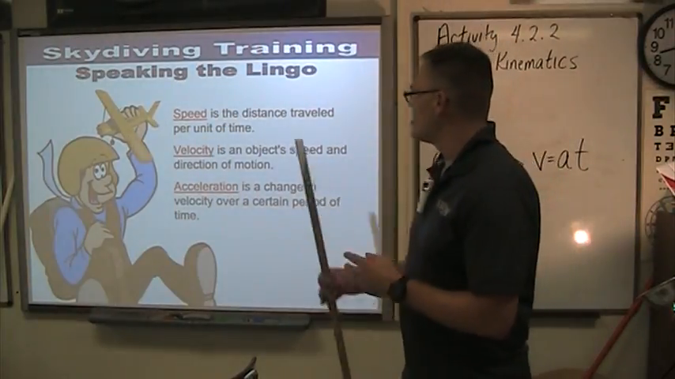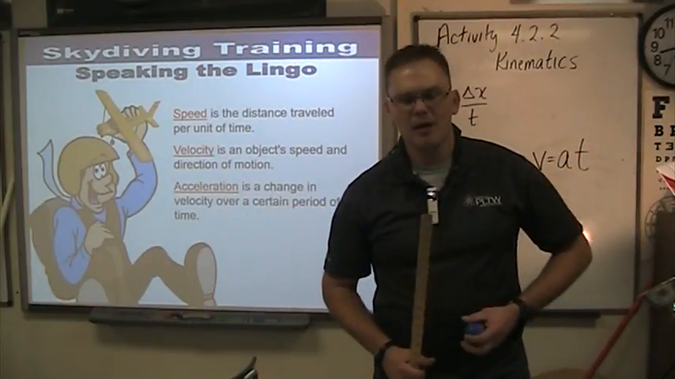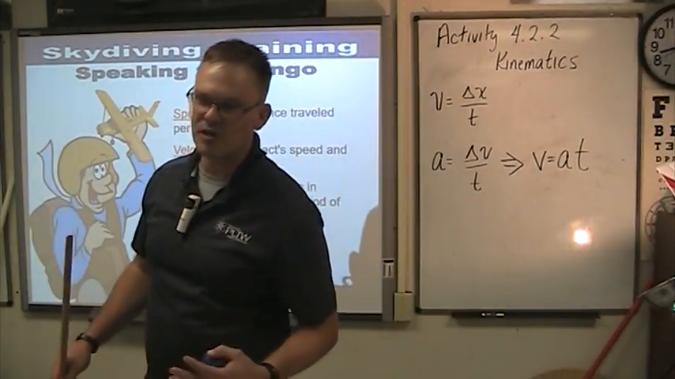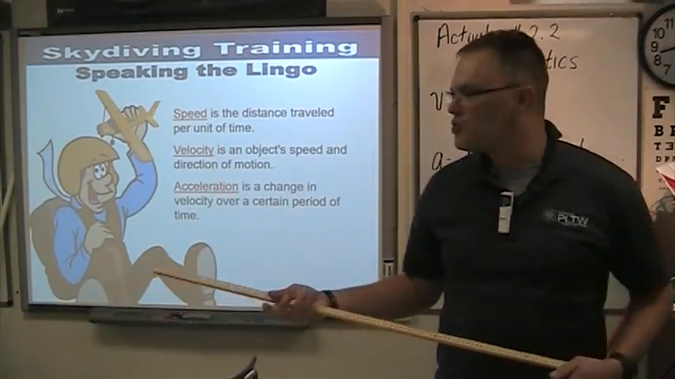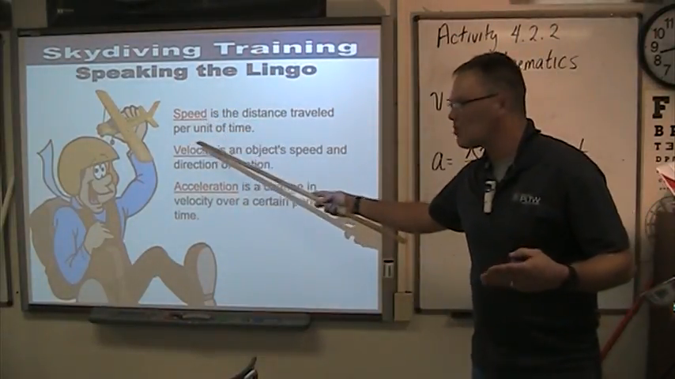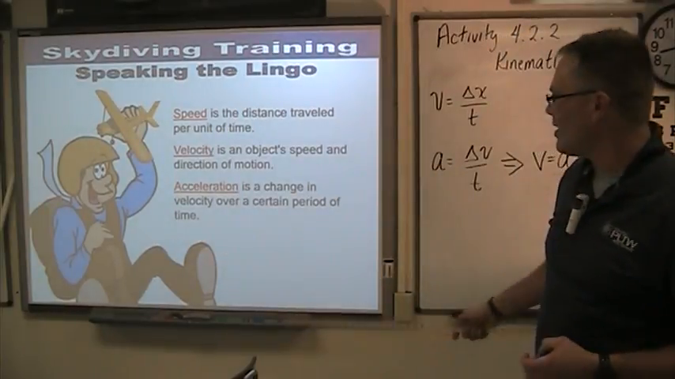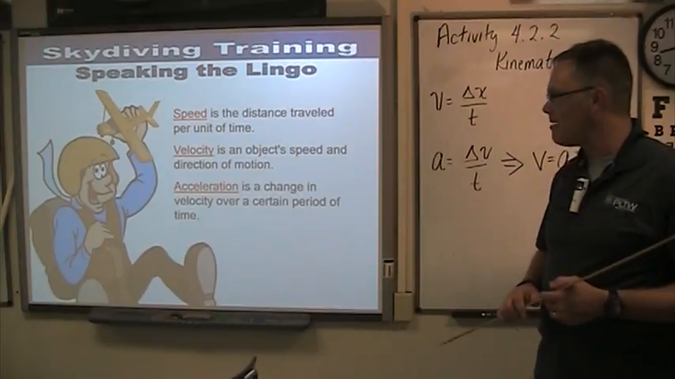For instance, speed. Speed is the distance traveled per unit of time. Do not mistake this for velocity, because velocity is a vector, which has magnitude and direction. In other words, velocity is speed plus the direction it's going. Also, acceleration is a change in velocity over a change in time.